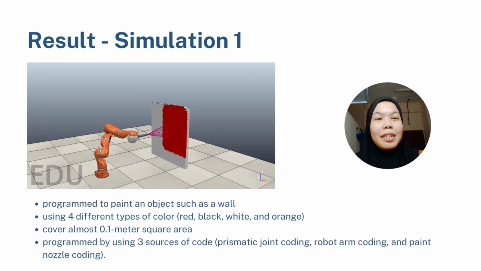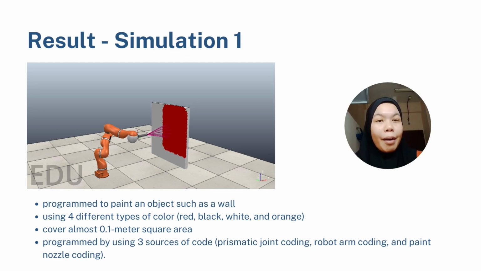For the result of this project, we have simulated 2 robot arms that have more than 5 degrees of freedom. For simulation 1, we have programmed a painting robot to paint an object like a wall using 4 different colors of paint, which are red, black, white, and orange. This robot will cover almost 0.1 square meter of spraying area in one cycle of work. There are 3 sources of code.